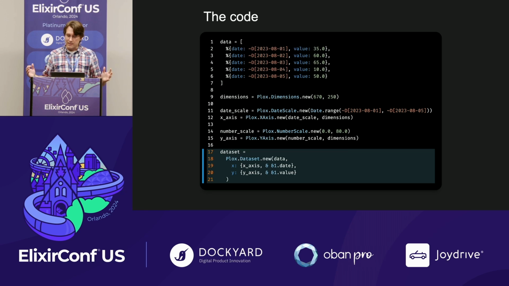Now finally, we put it all together into a data set, which is where we define the mapping between the data keys and the axes they belong to. We supply little anonymous mapping functions there that tell the data set where to find the raw values for each of those axes.